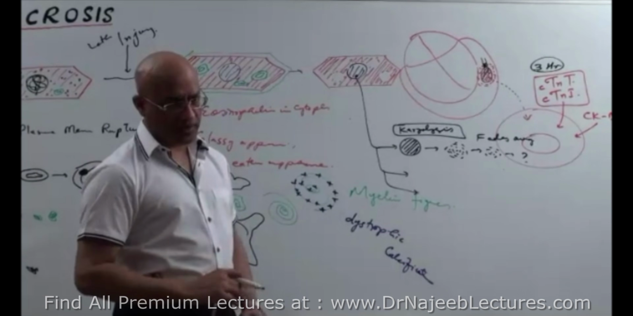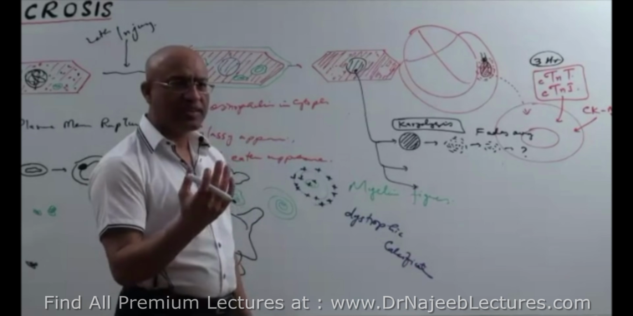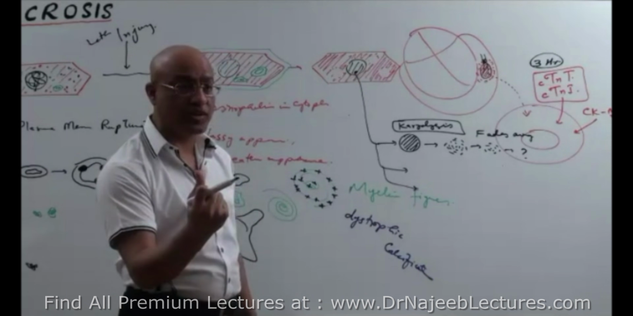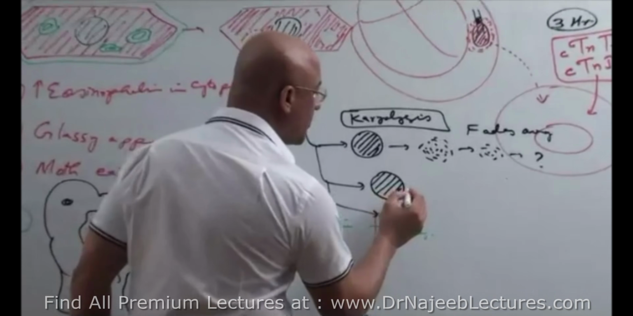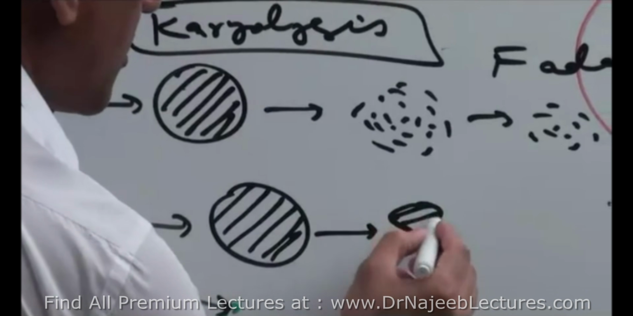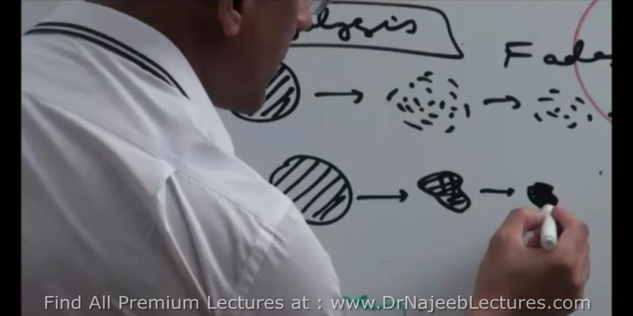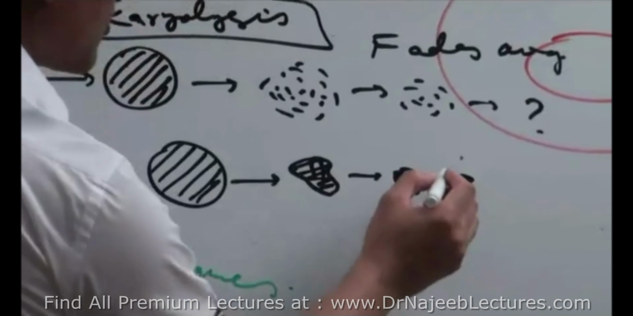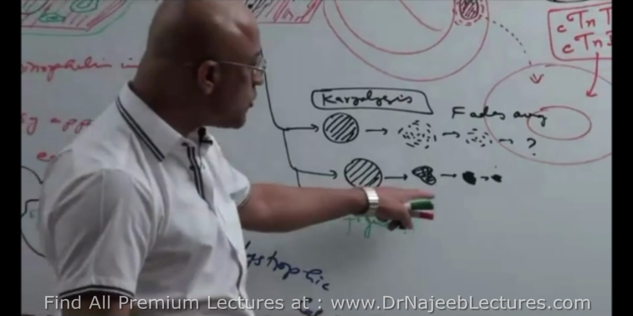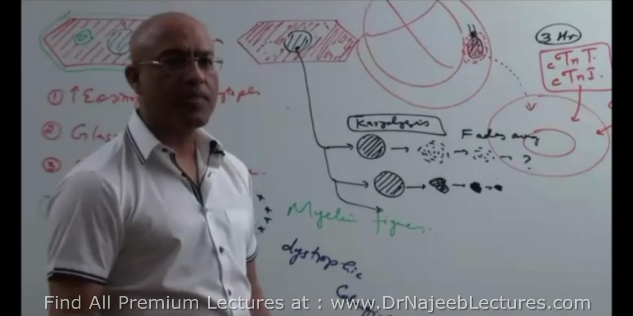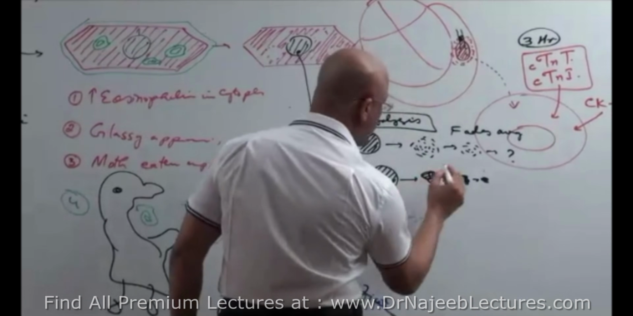In some other situations, nuclear components condense before they totally disappear. For example, this was a normal nucleus, and with time it becomes more condensed, and then super condensed. If it becomes very much condensed, an extremely basophilic, shrunken clump, and the nucleus disappears in this fashion, we call it pycnosis.